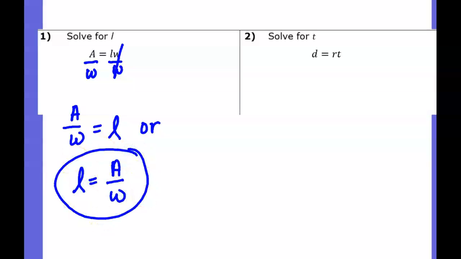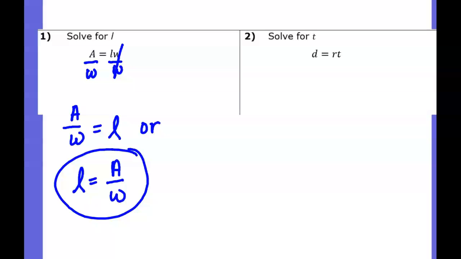It's going to be really important that your variables are case sensitive, meaning if it's uppercase, like in this case our A is uppercase and our w is lowercase. Make sure you pay close attention to that, because sometimes we'll get an example which has both an uppercase A and a lowercase a, and you want to make sure that they're two different variables.